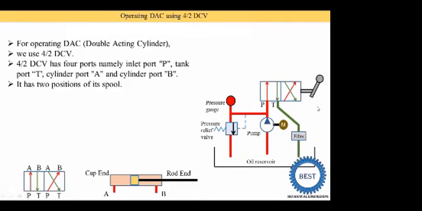For that I made a video on how the directional control valve is used. That is it for the symbols in chapter 1. For chapter 1 the link is provided in the description, or from the i symbol you can watch that video. Okay, so this is the first position.